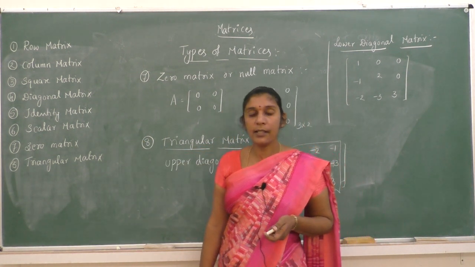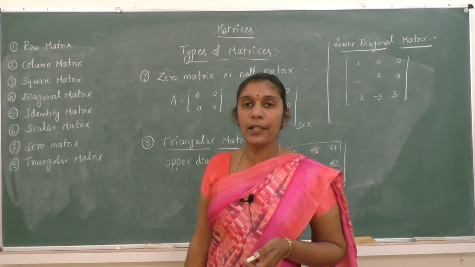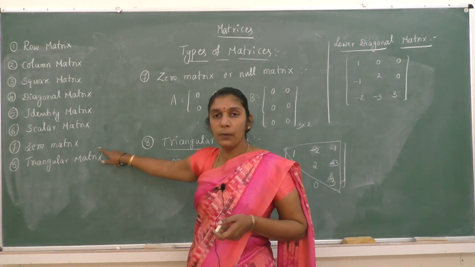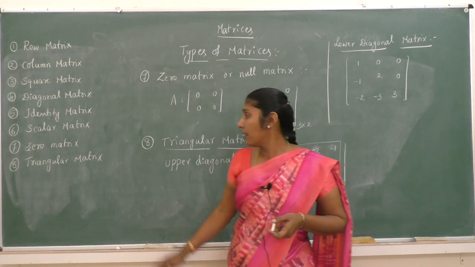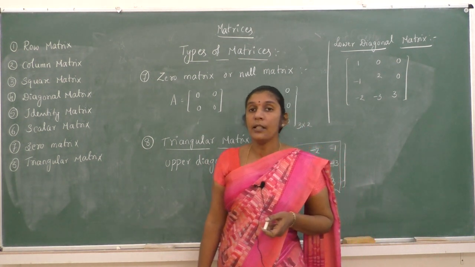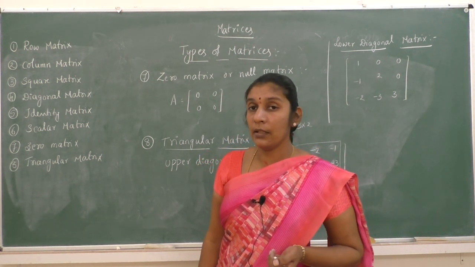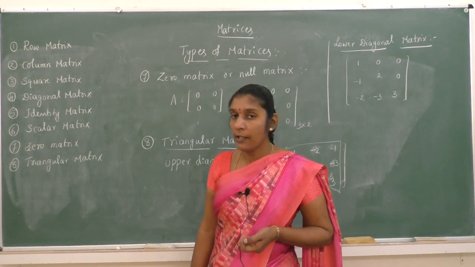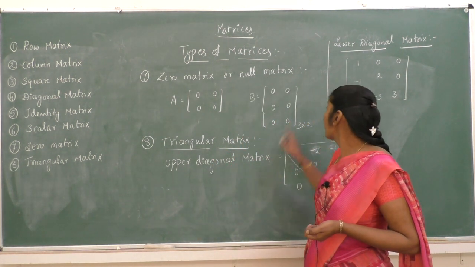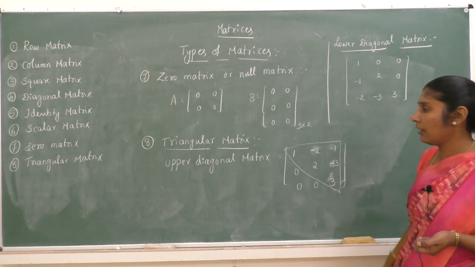Next, zero matrix. It is a matrix in which all the elements are equal to zero, is called zero matrix. Next, triangular matrix. So we come across two types of triangular matrix. One is upper triangular matrix and another one is lower triangular matrix.